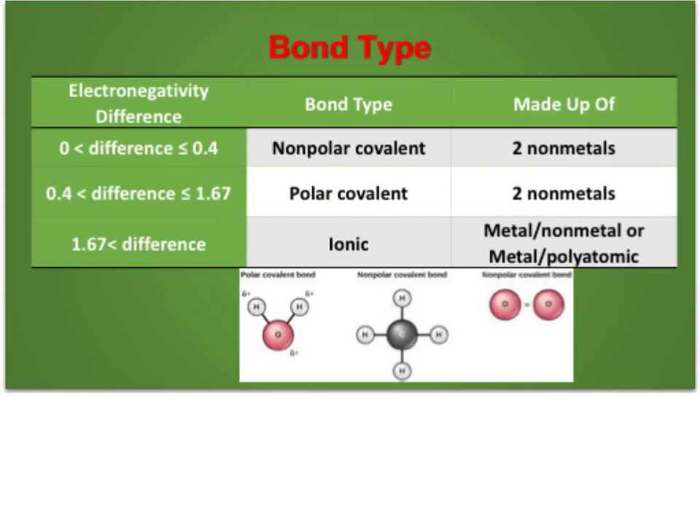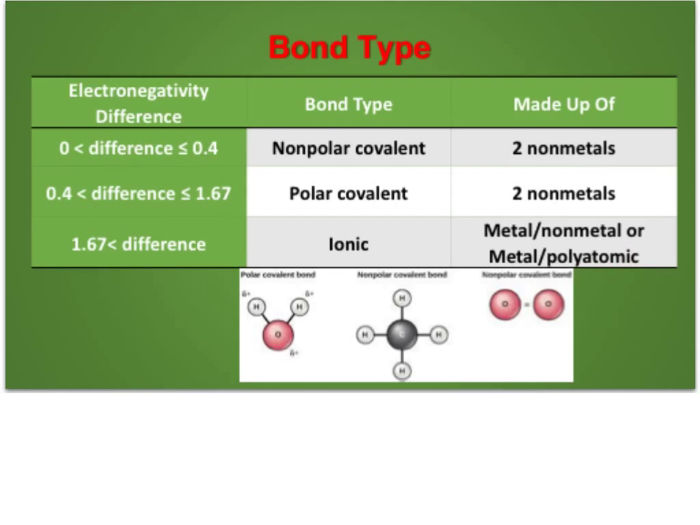So what does covalent or ionic mean? If it's covalent, it's made up of 2 nonmetals. As we can see here, nonpolar covalent, 2 nonmetals. Polar covalent, 2 nonmetals. If it's ionic, it's made up of either a metal and a nonmetal, or a metal and a polyatomic ion. Remember, poly means multiple or many, atomic meaning atom. So you can say multiple atoms or many atoms.